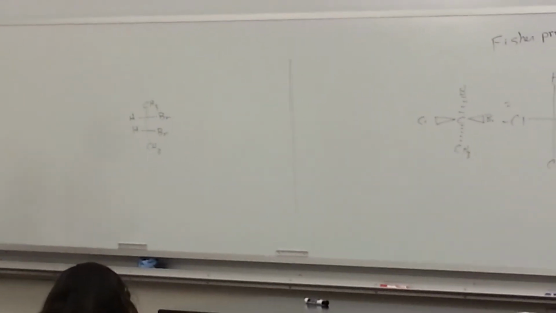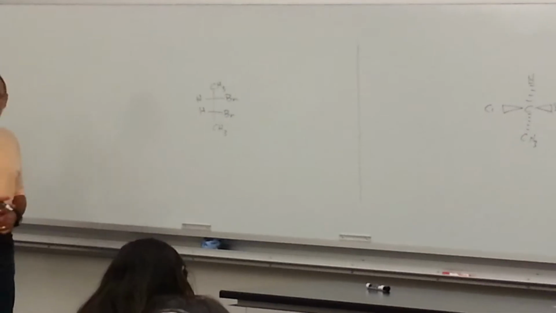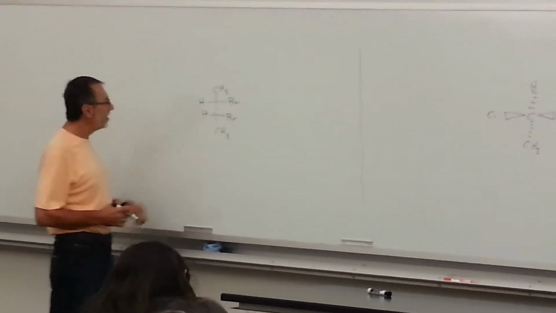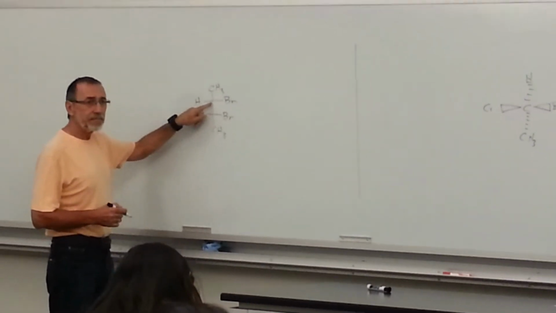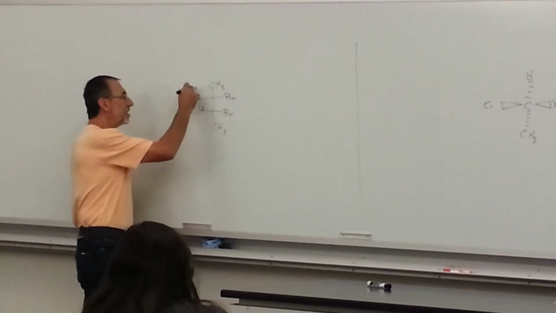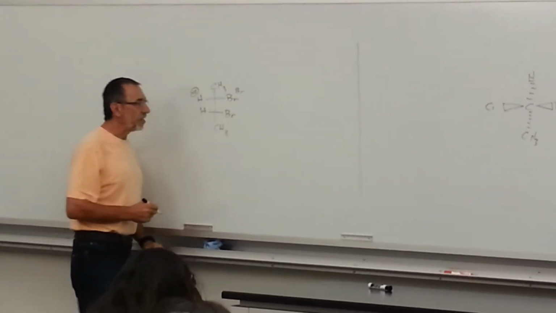Now, given what you know right now, you could define each one of them as R and S. Let's do it, just to make sure that everybody can do it. Okay? Let's take this one, for example. Lowest priority group is? The H. That's right. Highest priority group? Bromine.